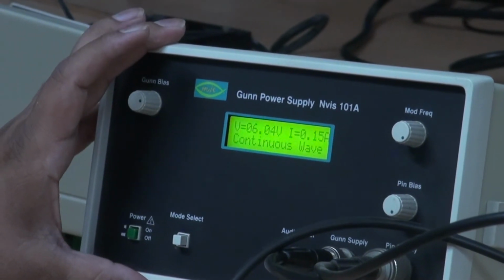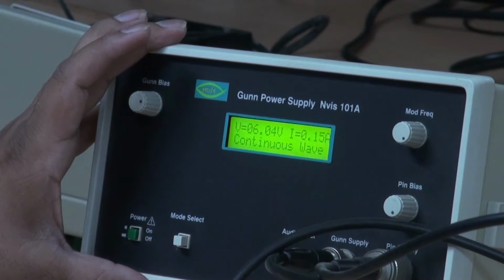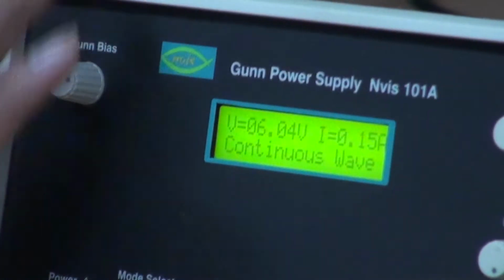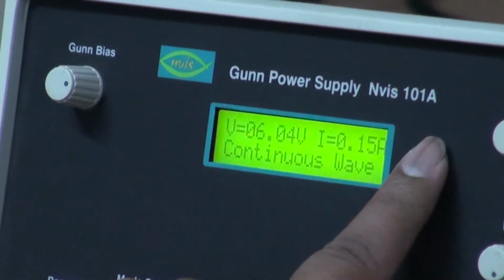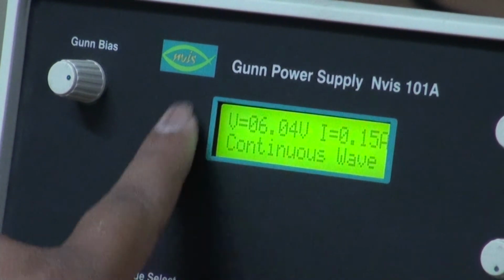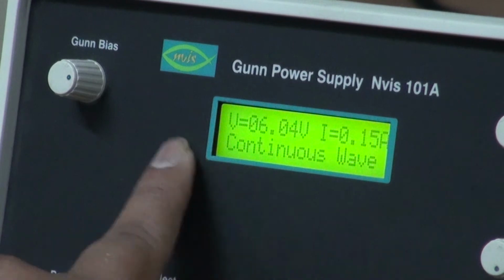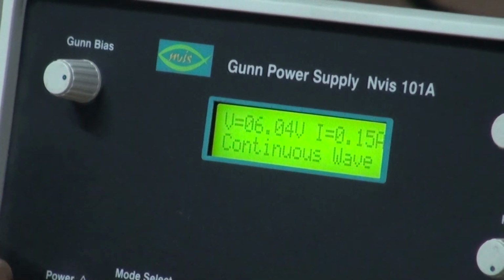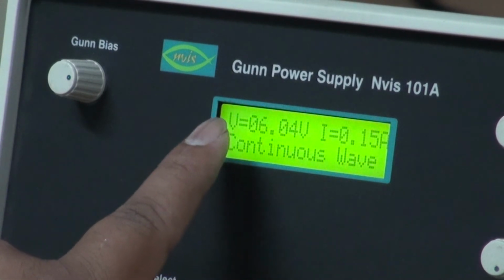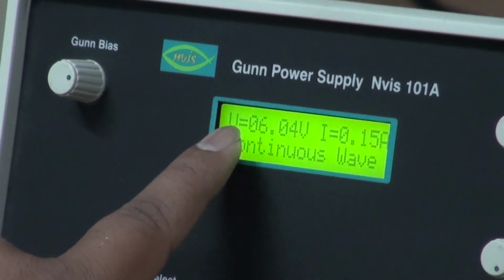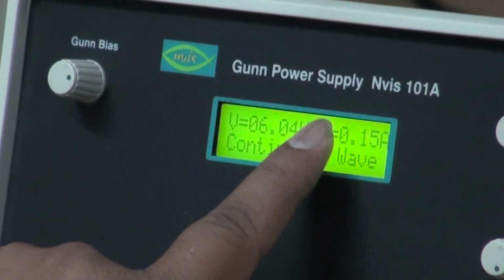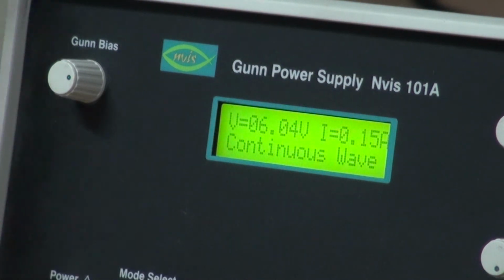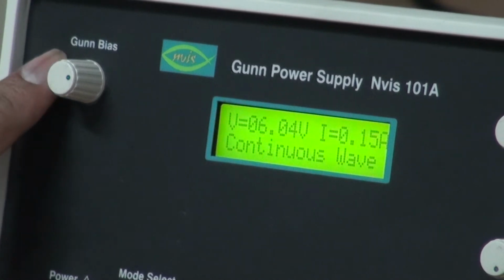voltage range is between 0 to 10 volt. This one is a panel meter, voltage and current panel reading meter, and this displays the voltage V, current I, and right now it is in continuous wave. And this is a Gunn bias.